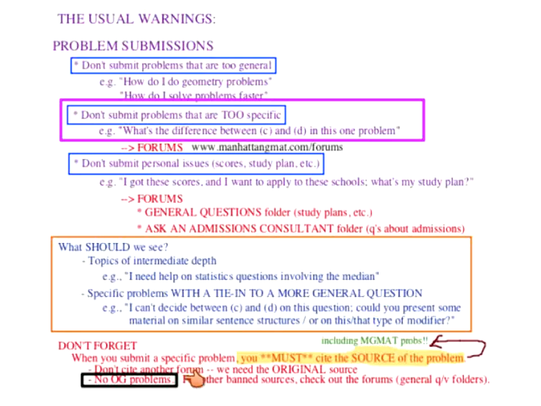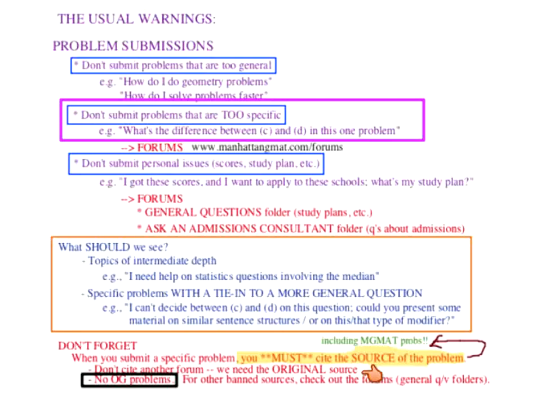Okay. Finally, don't forget, please do not submit official guide problems. We can't use them. And please don't give us a problem with no source. If you use a problem, you gotta tell us where it's from, because otherwise we can't use it. And this includes problems that are from Manhattan GMAT materials.